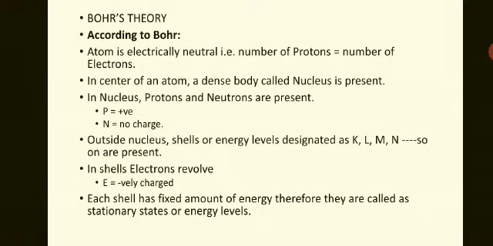In shells, electrons revolve around the nucleus and electrons are negatively charged. Each shell has a fixed amount of energy, therefore they are called stationary states or energy levels. So these are the main postulates of Bohr's atomic model.